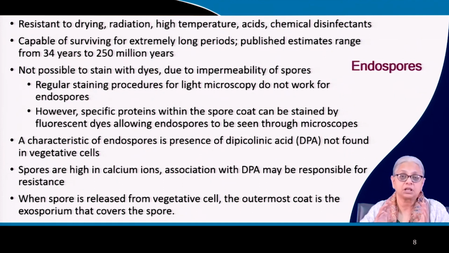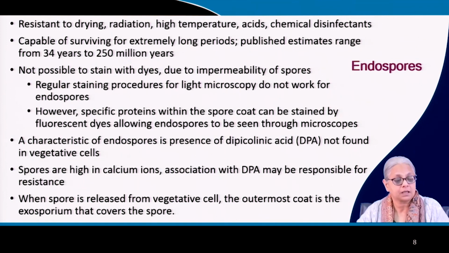It cannot survive, it cannot reproduce. So what does it do? It creates a different organelle called the endospore, just to survive in a hostile environment. In the published literature, there are claims by researchers that they have been able to isolate endospores from anywhere from 34 years to 250 million years. These are published reports in the literature.